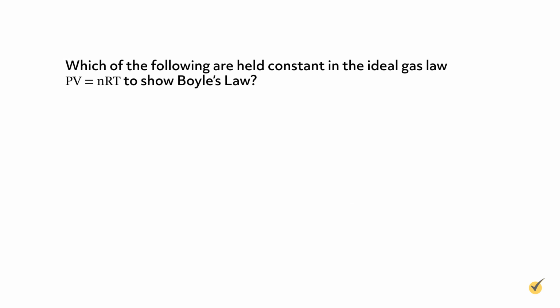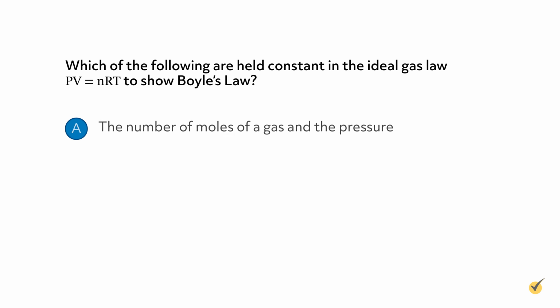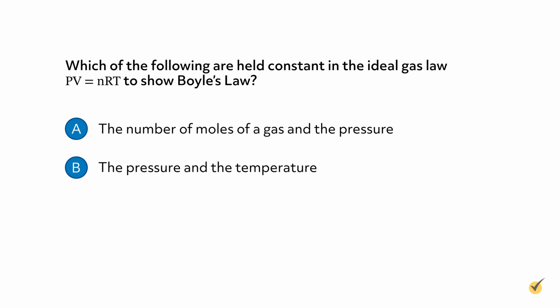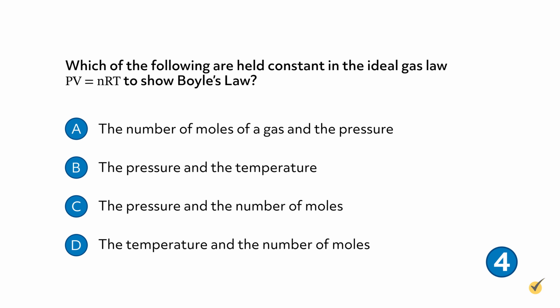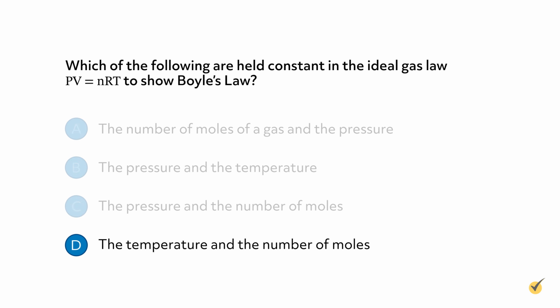Number 2. Which of the following are held constant in the ideal gas law PV equals nRT to show Boyle's law? A. The number of moles of a gas and the pressure. B. The pressure and the temperature. C. The pressure and the number of moles. Or D. The temperature and the number of moles. The correct answer is D. The temperature and the number of moles.